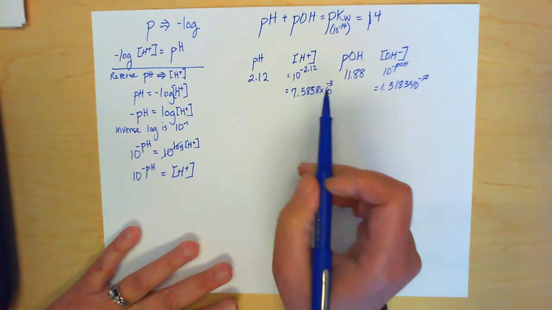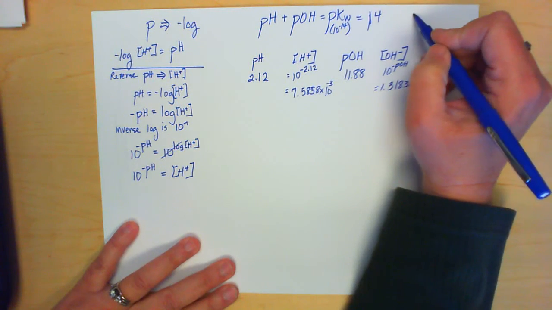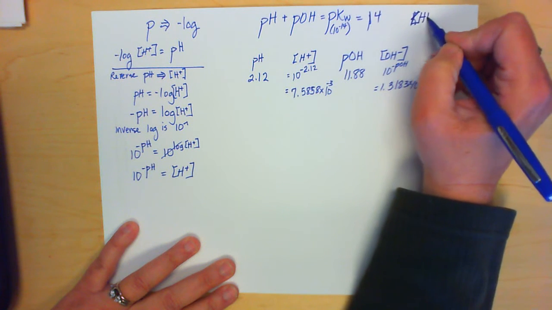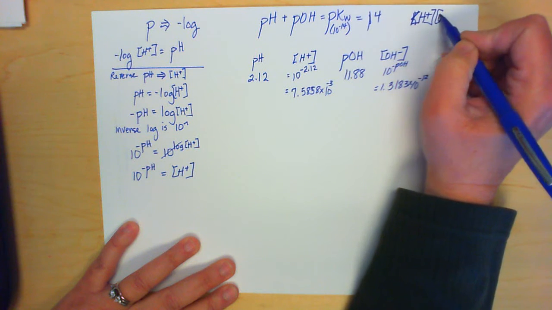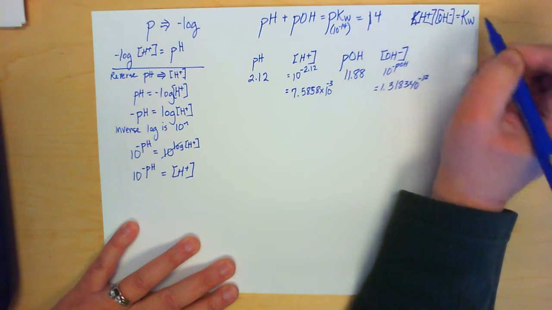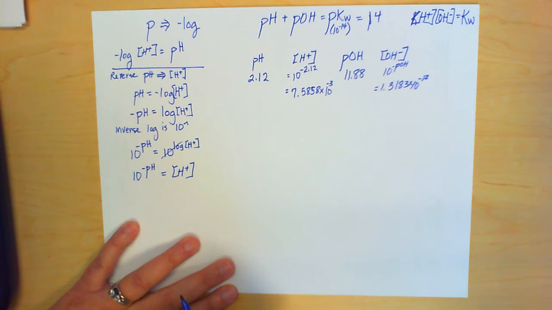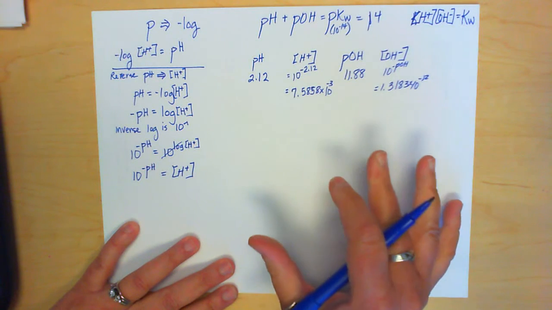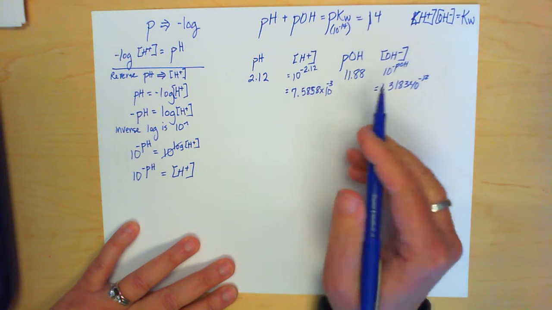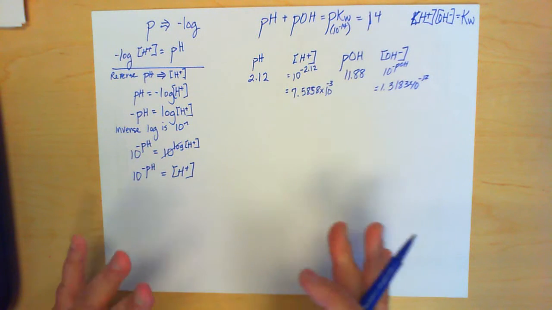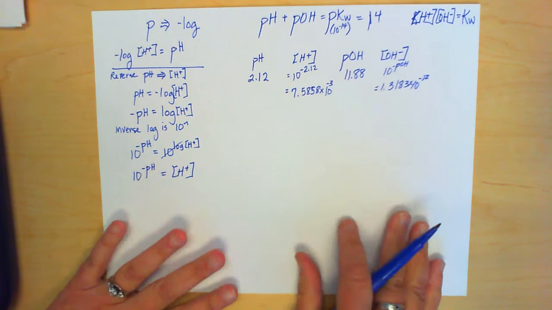Now remember, because our relationship of H plus times OH minus is equal to Kw, then your exponents, when they're multiplied together, which means you add exponents, should be about negative 14. Okay, so negative 3 and negative 12 is negative 15. That's close, 1 or 2 off.